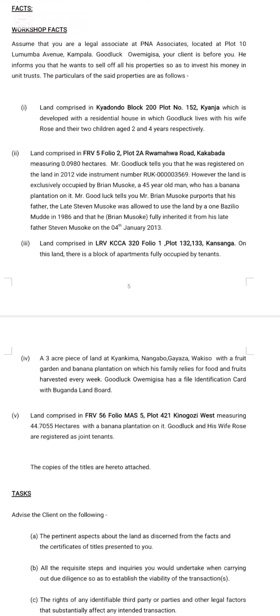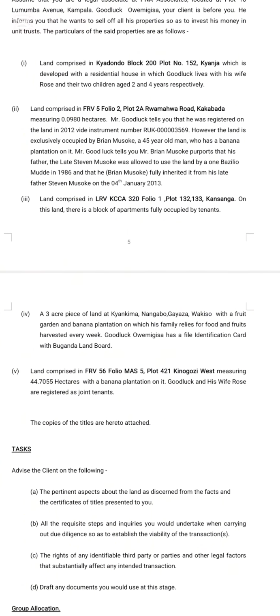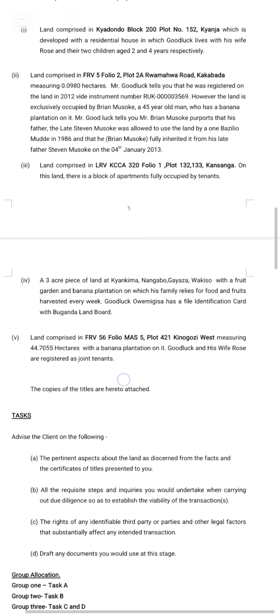This second title is the one for Kansanga, as we can see from here, and we have the lease agreement attached. So you have to basically look at the lease agreement and see whether the years are still running, the premium, and also how many years are left.